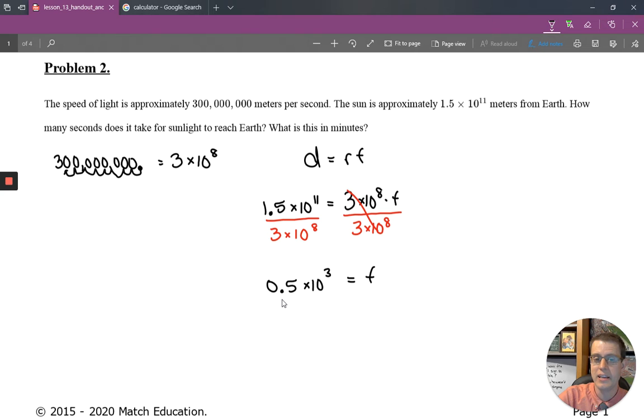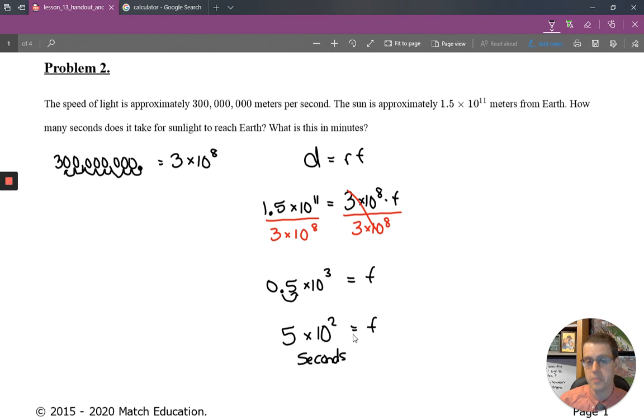But here's the thing. Again, this is not in scientific notation. I need a number to the left that's not 0. So I need to rewrite this as 5 times 10 to the something. Well, if I went 1 over to the right to make this a factor of 10 bigger, to balance that, this needs to be a factor smaller. So times 10 to the second. And that's how many seconds? 5 times 10 to the second seconds.